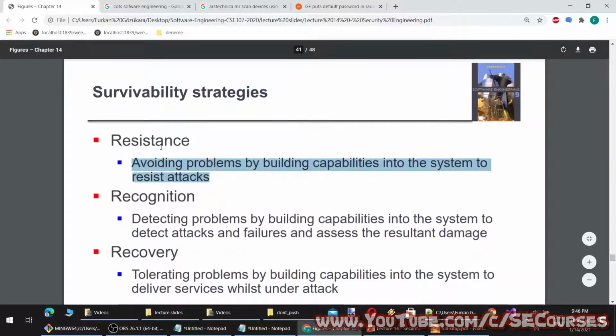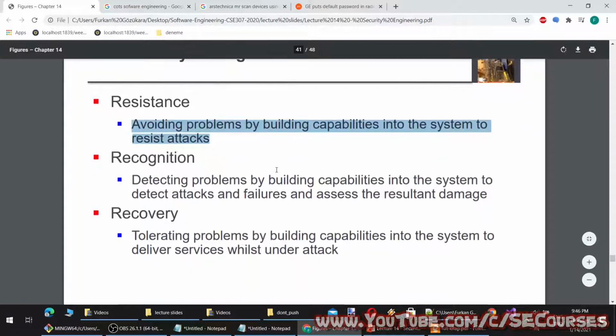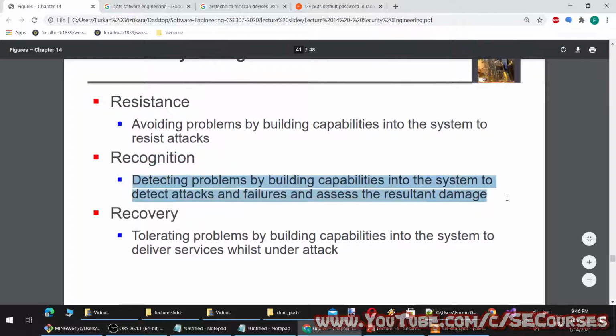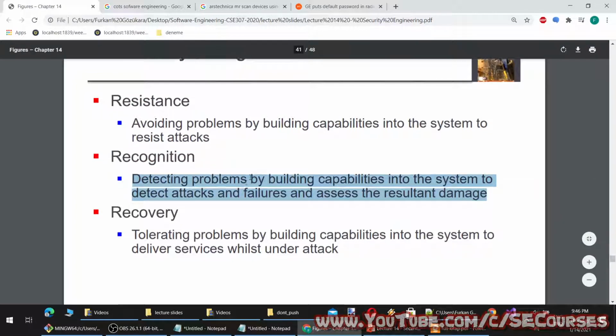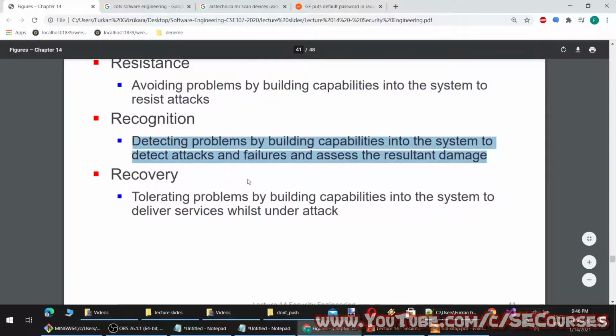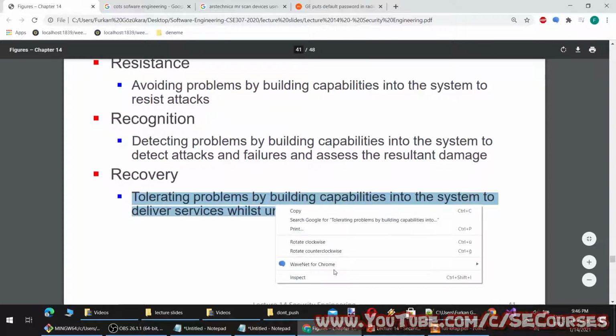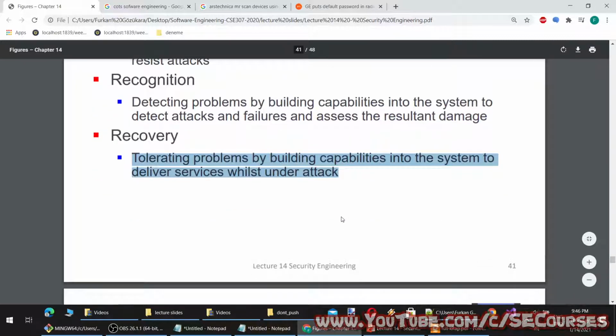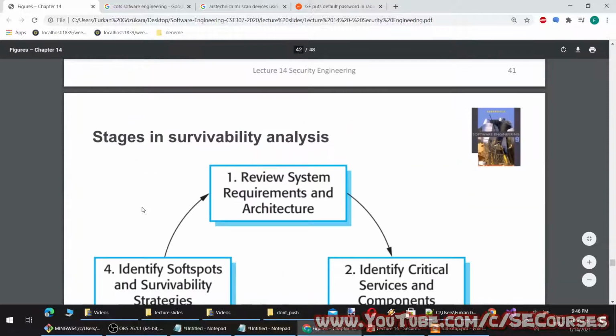Survivability strategies. Resistance: avoiding problems by building capabilities into the system to resist attacks. This is the number one rule that we want to achieve, avoiding problems. Recognition: detecting problems by building capabilities into the system to detect attacks and failures and assess the resultant damage. And finally, recovery: tolerating problems by building capabilities into the system to deliver services whilst under attack.